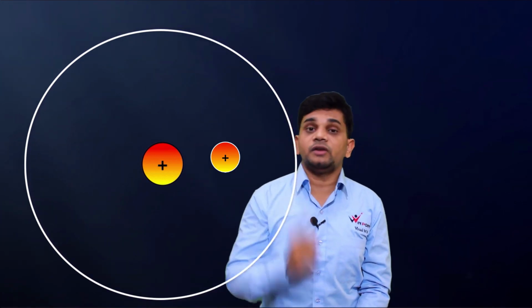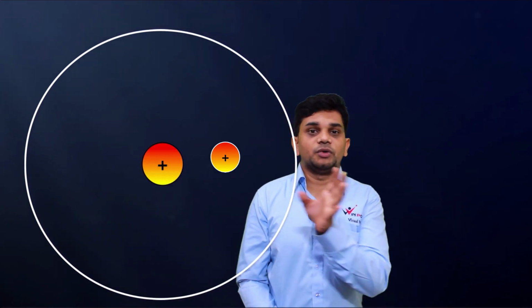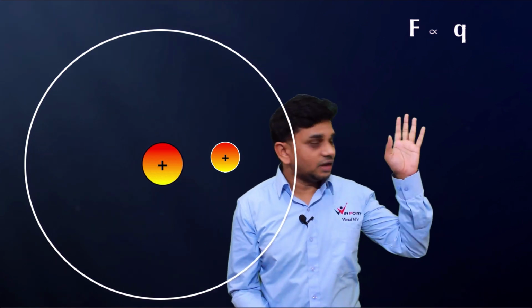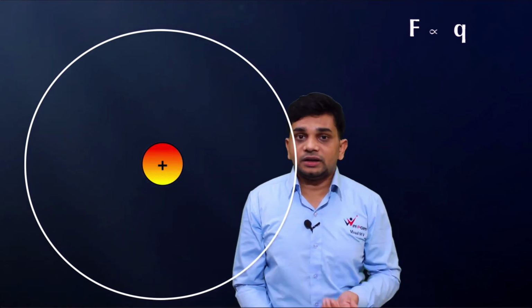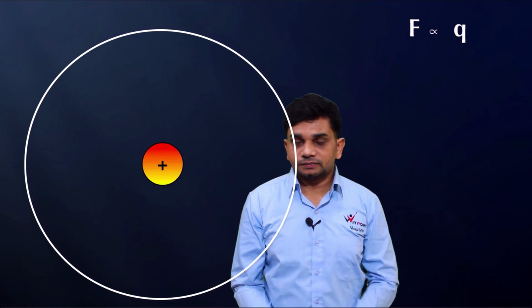So we can write that F is proportional to Q. Force is proportional to Q, right? Here we can see that F is proportional to Q. If we are increasing the charge, the force will be more.